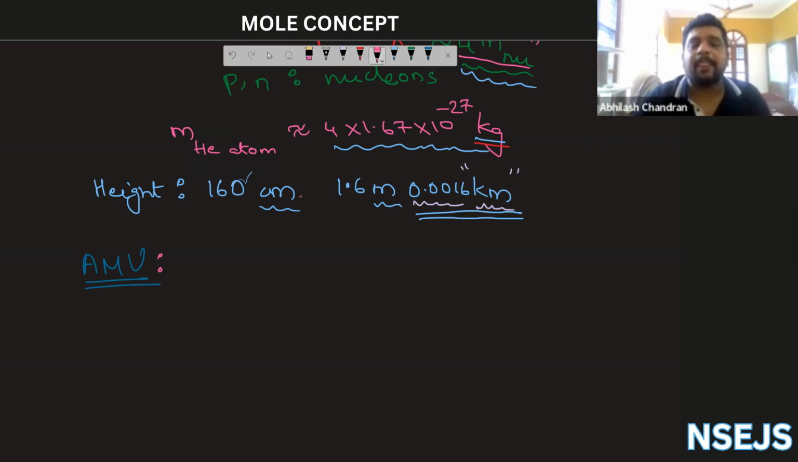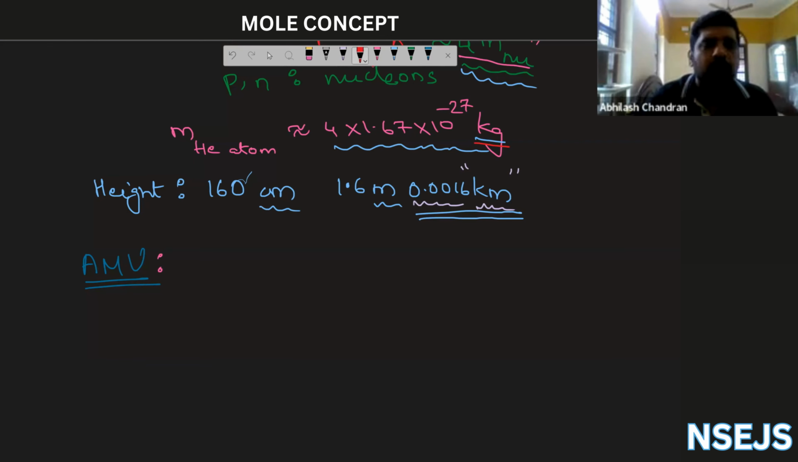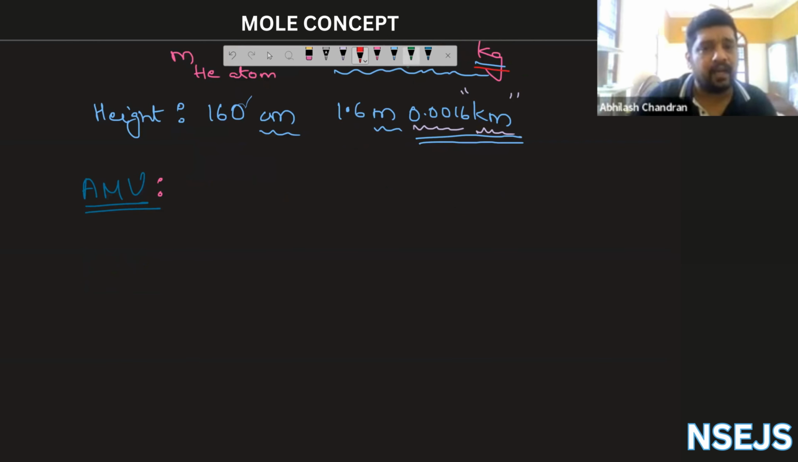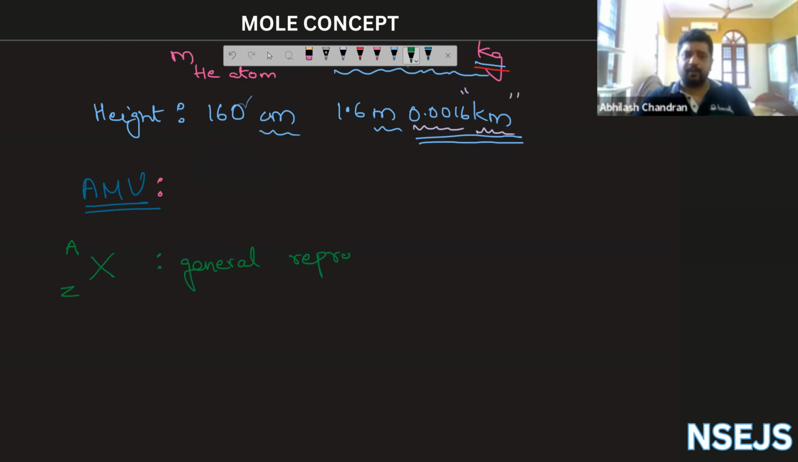So the point is, we were speaking specifically about the helium 4 nucleus right now, but let's speak about another atom for the time being. Let's say we have a general atom, X with atomic number Z and mass number A, right? So what is this? The general representation of an atom, representation of an element, to be honest.